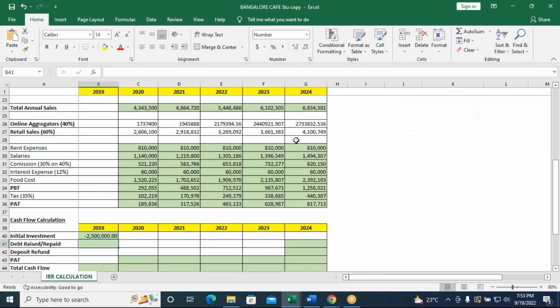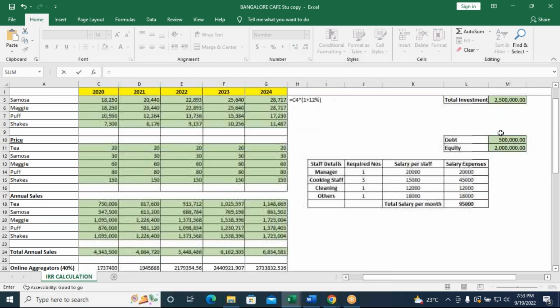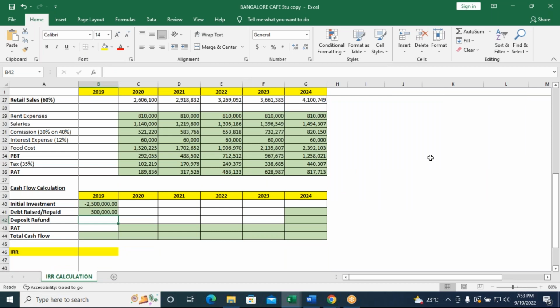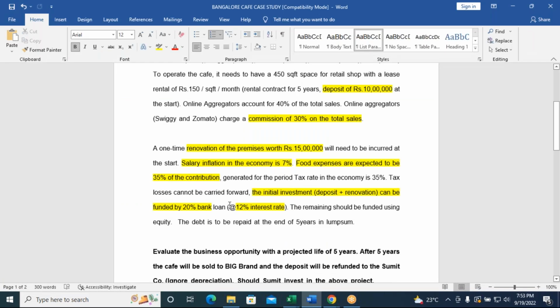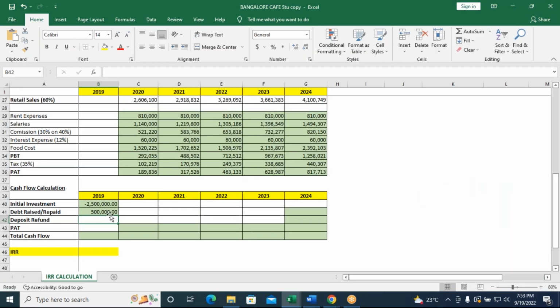Then debt amount, what is the debt amount I have taken? That will be 5 lakh rupees. That will be my debt amount. So initially I'm receiving the amount, so I'm showing it in positive. What they have told in this question, if you see, is that the debt is repaid at the end of the 5th year in lump sum. So initially I'm taking it, and by the end of the 5th year, I'm going to repay this debt amount.